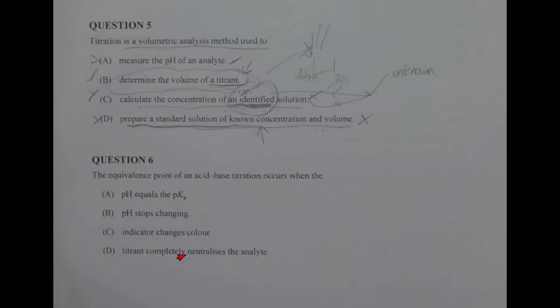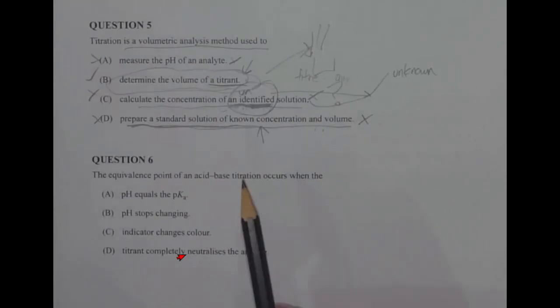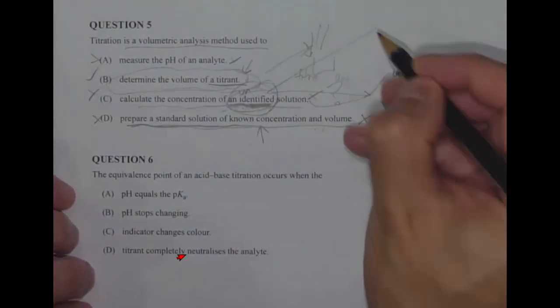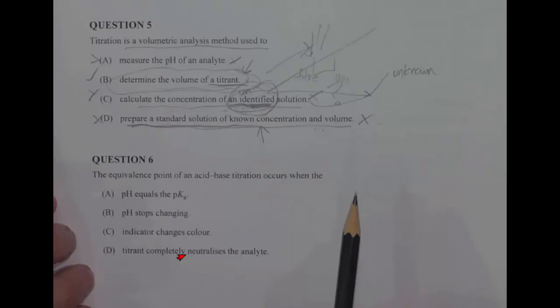So what is that? 6. What did I write? 5, I wrote B, and it's actually C, so I got that wrong as well. Yeah, okay. Read your questions carefully. All right.